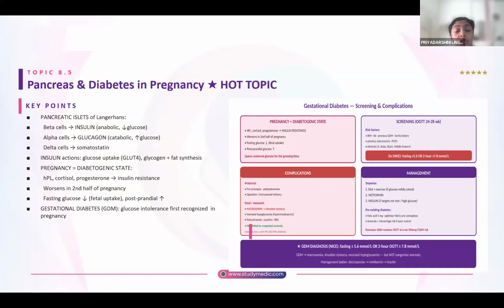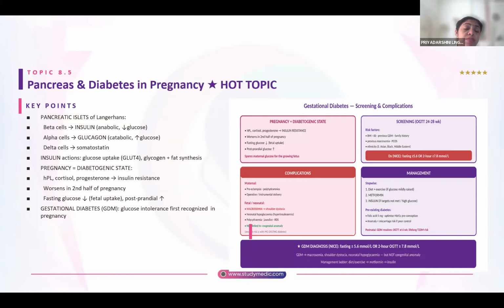Now, how do you diagnose this? You have to diagnose it based on OGTT. Now, what is the OGTT cutoff that we are looking at here? As per NICE, a fasting level of more than or equal to 5.6 or a 2-hour level of more than or equal to 7.8. So 5, 6, 7, 8. 5.6 is for fasting, 7.8 is for after 2 hours. Okay, so 5, 6, 7, 8 is the number that you use for the screening test of OGTT.